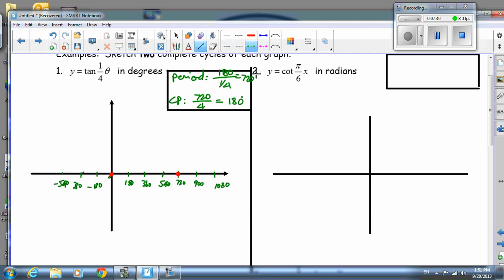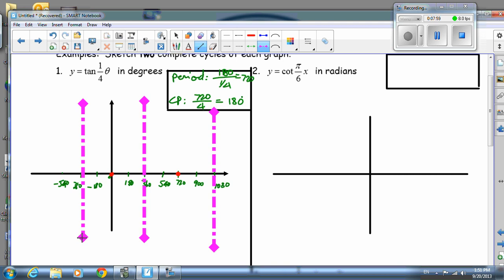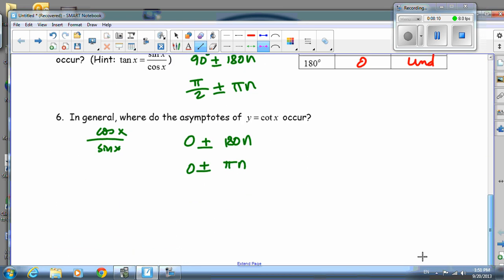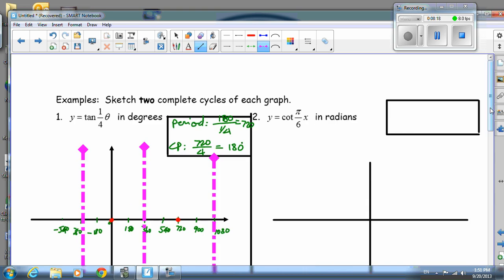I will have an asymptote here at 360. And I will also have, if I have one at 360, I will have one here also at 1080. If I have one, I will also have another one here at negative 360. Now, another way to find where your asymptote is, and I mentioned this before, is here. Let me just show you. This is the other way to find the asymptote. If it's tangent, you do 90 plus or minus pi n.